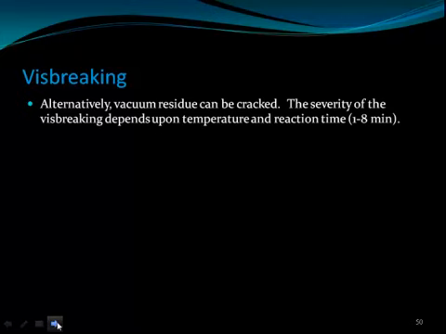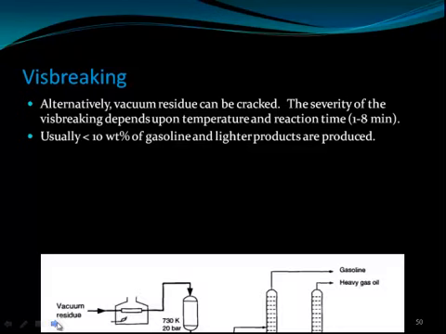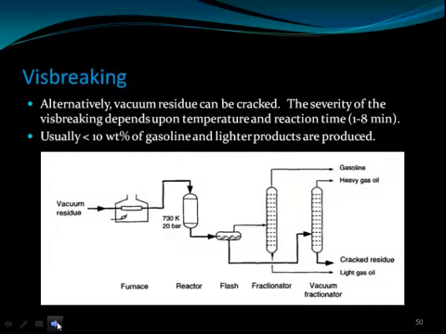So alternatively, the vacuum residue can be cracked. The severity of the visbreaking depends upon temperature and reaction time. Generally, it is 1 to 8 minutes. Usually, less than 8% of gasoline and lighter products are produced. So here, the vacuum residue is sent to the reactor.